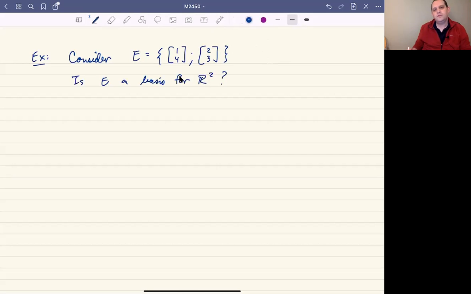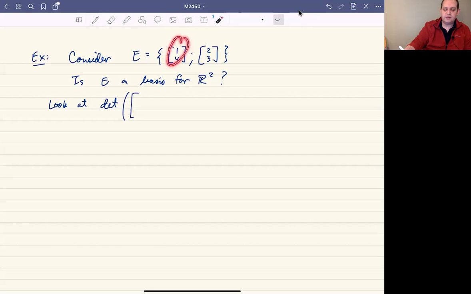What we've talked about so far really leads us to the idea of just looking at the determinant. We just have to look at the determinant of the matrix that we get by taking these vectors and putting them as the columns of that matrix: 1, 4, 2, 3. The reason we want to do that is that, as a basis, we want to know whether these vectors span all of R2.